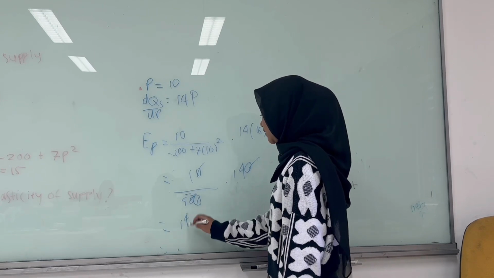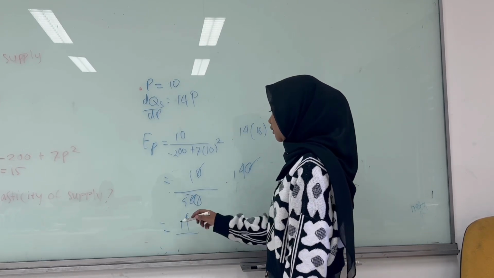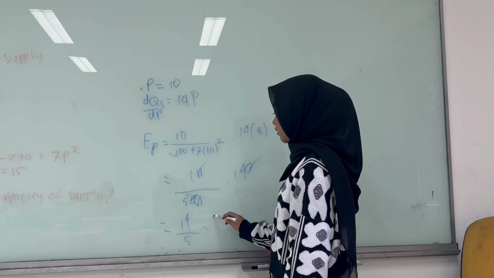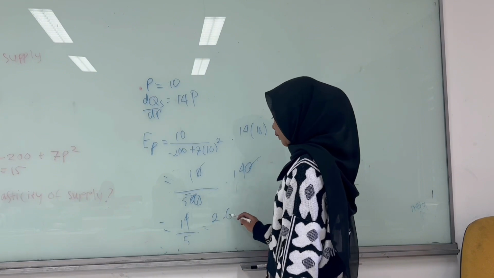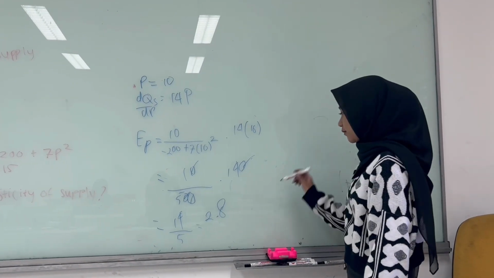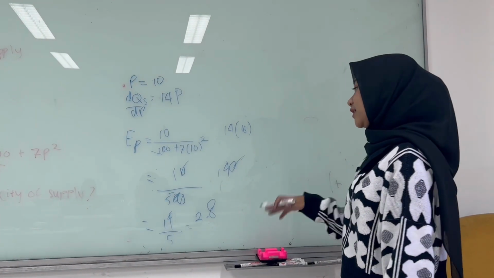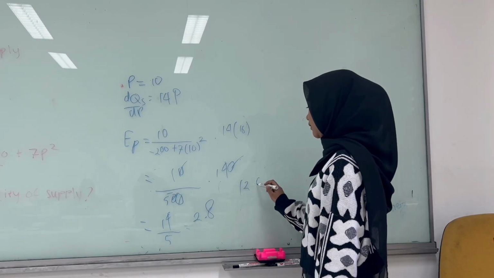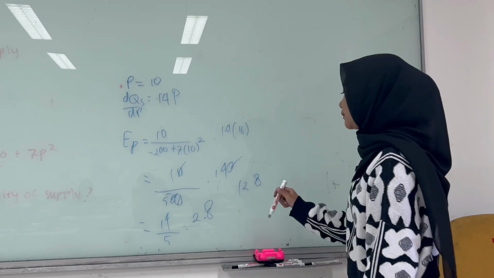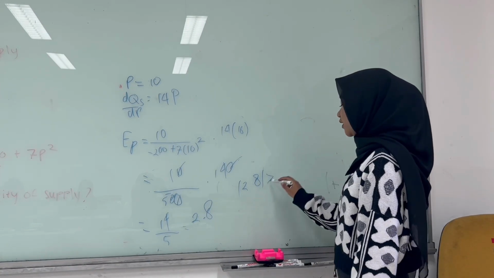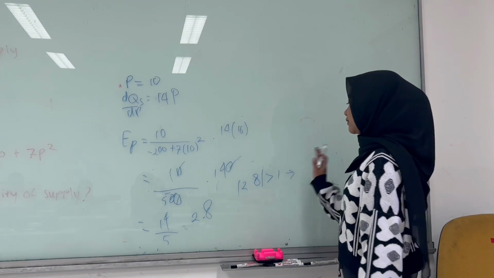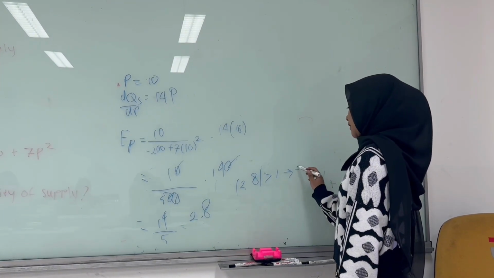So 14 per 5 is equal to 2.8. So we should find the absolute value. The absolute value of this EP is more than 1. So it means it is elastic.